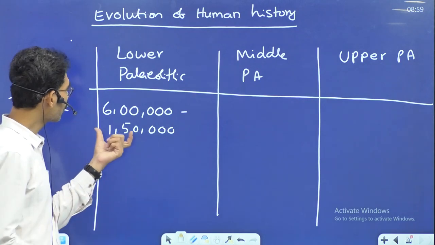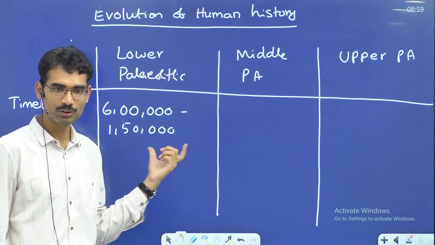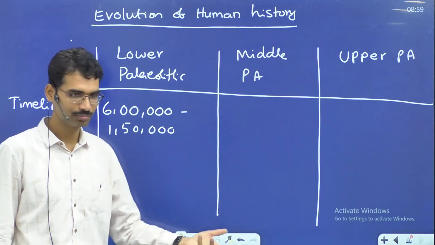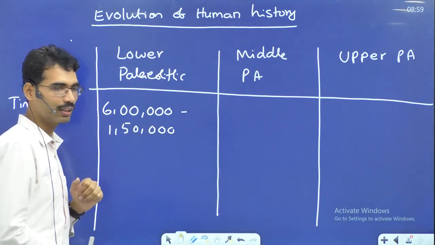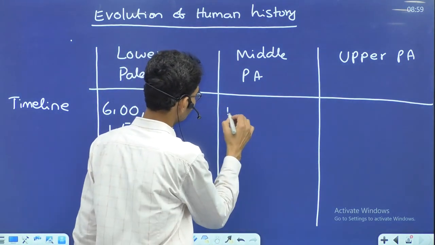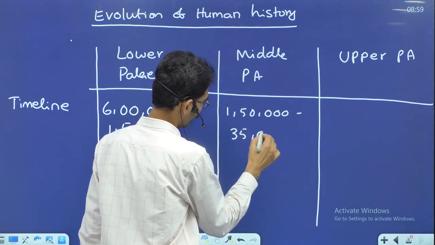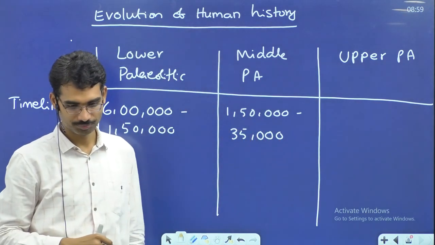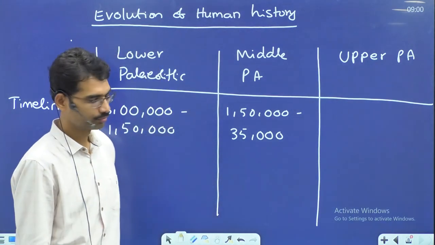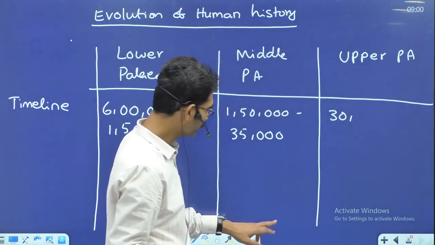1,50,000. Now you see this lower Paleolithic, it is also the evolution of human beings from Homo erectus to Homo sapiens stage also. Around 3 lakh time period, Homo sapiens emerged. So biologically also human beings were evolving. And in middle Paleolithic, 1,50,000 to 35,000. Upper Paleolithic, 35,000 to 10,000.